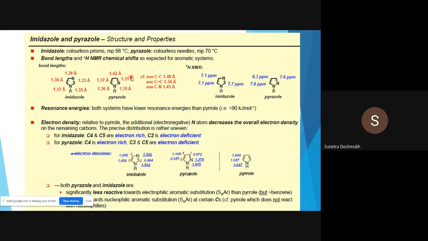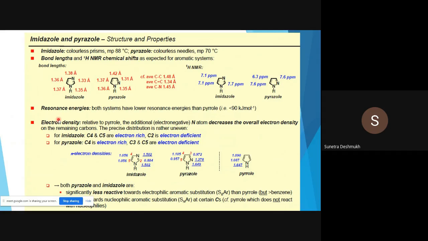Imidazole is colorless prisms, melting point 88 degrees centigrade. Pyrazole is colorless needles, melting point 70 degrees centigrade. Bond lengths and proton NMR chemical shifts are as expected for aromatic systems. Bond lengths for imidazole I have given over here, and for pyrazole also. Then proton NMR shifts are given over here for imidazole and pyrazole.